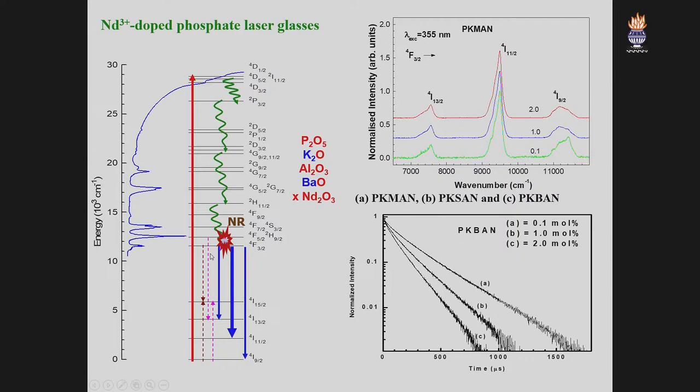That PL spectrum is an emission spectrum excited at 355 nanometer. And we can also plot the intensity versus time. We can use these spectra and analyze many parameters.